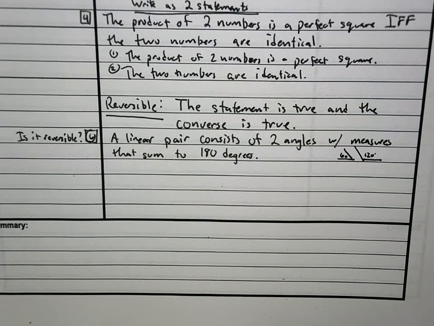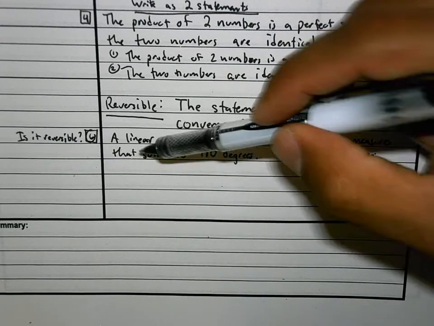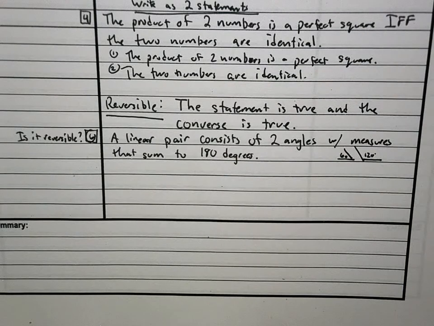Doesn't matter. If you read the definition of a linear pair, a linear pair is two angles that sum to 180 degrees. That's the definition of a linear pair. If you're not sure, you can always look it up in your math book. You can look back in the glossary and find out what it means. But two angles that add to 180, that's the definition of a linear pair. Okay? A linear pair consists of two angles with measures that sum to 180 degrees. That's its definition. Second thing I'm checking, is this reversible?